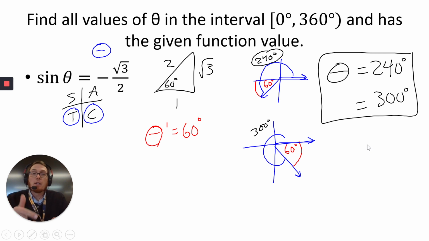You can always check if those answers are right, because if you take sine of 240, you should get this answer. Same thing with 300.